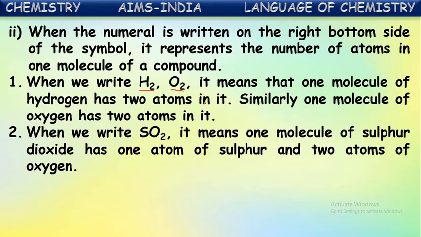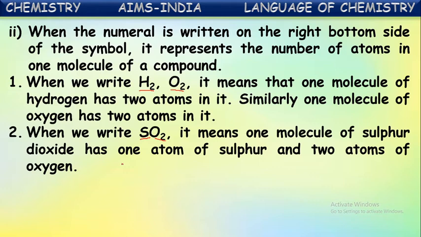When we write SO2, it means one molecule of sulfur dioxide has one atom of sulfur, because here no number is given, that represents one sulfur atom, and 2 atoms of oxygen. One molecule of sulfur dioxide has one atom of sulfur and 2 atoms of oxygen in it.